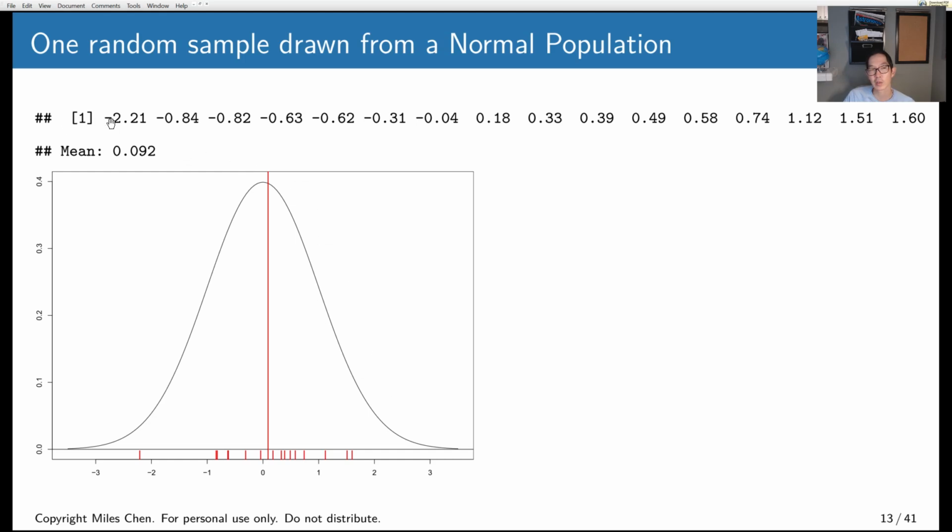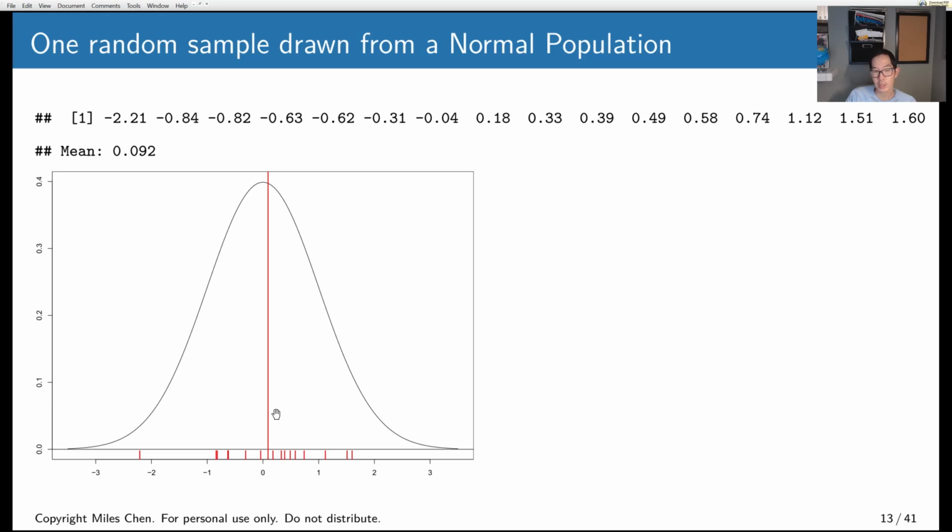I've drawn a random sample of, let me see, 1, 2, 3, 4, 5, 6, 7, 8, 9, 10, I think 16 values here, in order from least to greatest. Negative 2.21, negative 0.84, negative 0.82, negative 0.63. They're shown as little red tick marks on this plot. And I calculate, what is the mean of all of these tick marks? The mean is 0.092. That's this vertical line here.